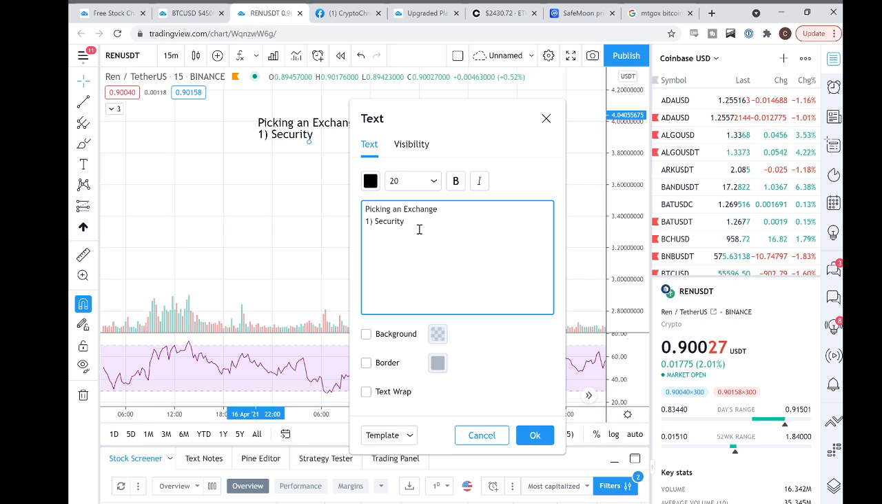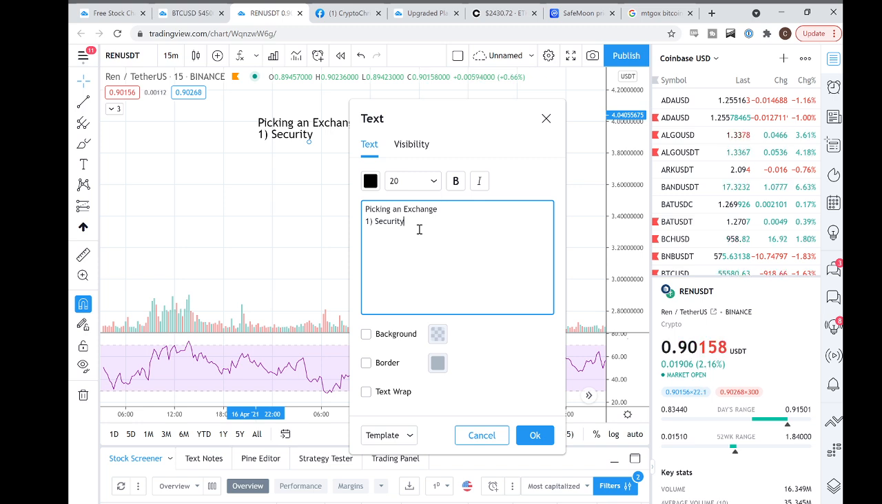Now, the next thing to look at when you look at security is, are you able to withdraw your own coins? Can you take what's on the exchange and withdraw it into a personal wallet without going through any other steps? Well, on most exchanges that is the case. But if you look at Robinhood as a really good example of this, you cannot. You don't actually own the coins themselves. You cannot withdraw Bitcoin or Ethereum or Litecoin or any of those coins from Robinhood into your own personal wallet.